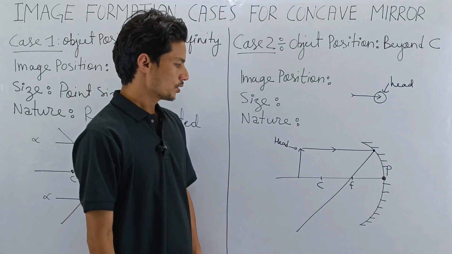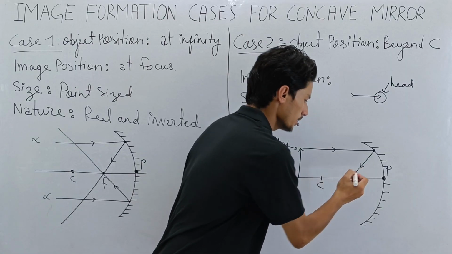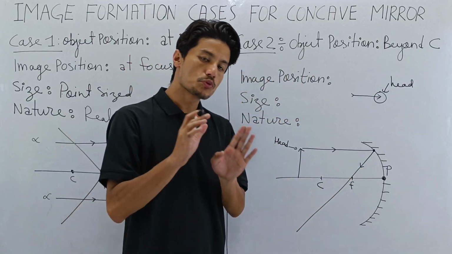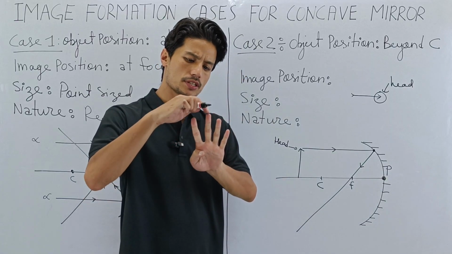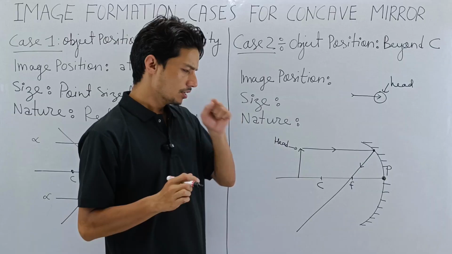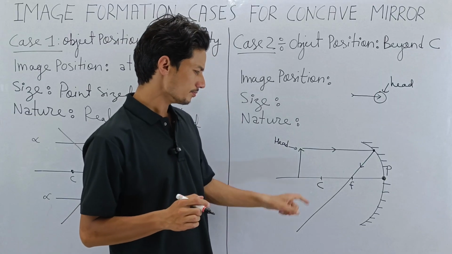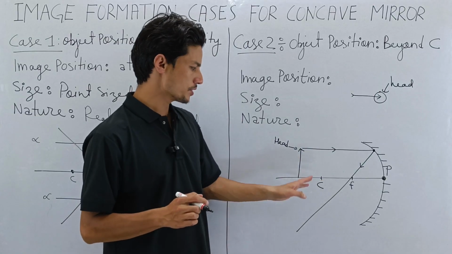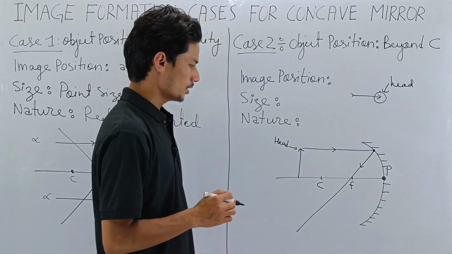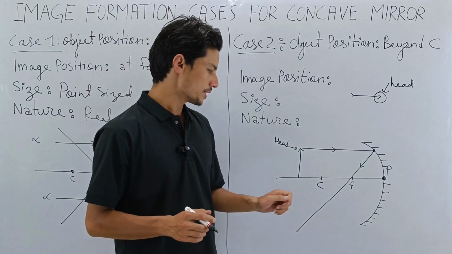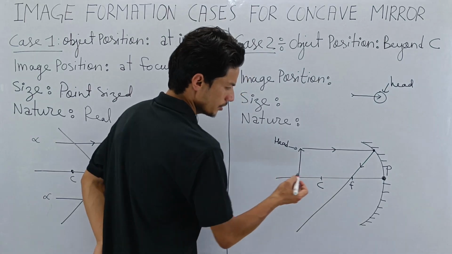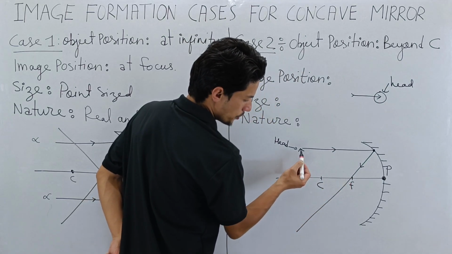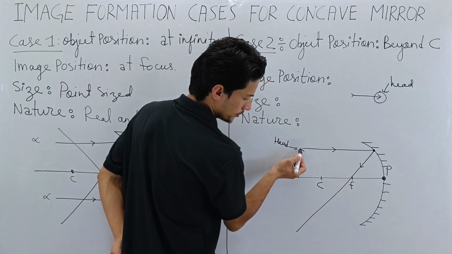Next, we have used rule 1. Now we are not going to use the same rule twice. There are 4 rules. We have used rule 1. Now you can use any of the 3 rules. For the second ray, I'll be using rule number 2. Now what does rule number 2 say? Rule number 2 says that the incident ray has to enter through focus. The focus is here, and then I'll be drawing the incident ray from here because this is the head.